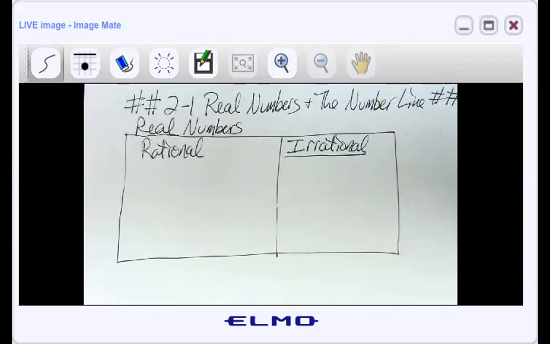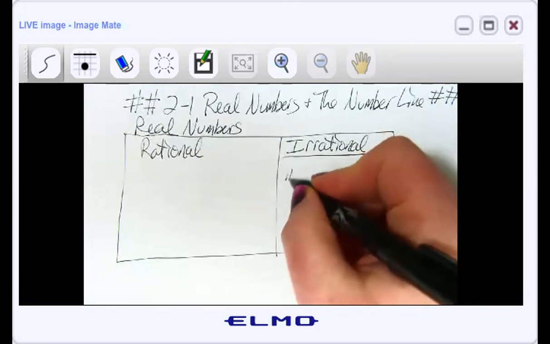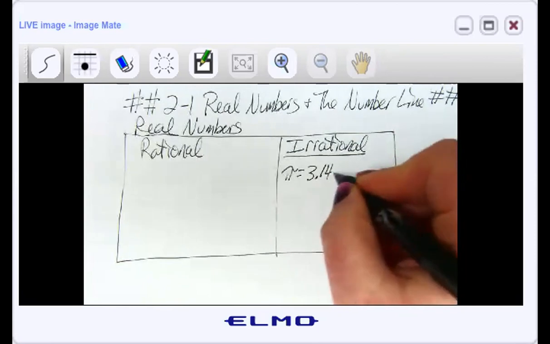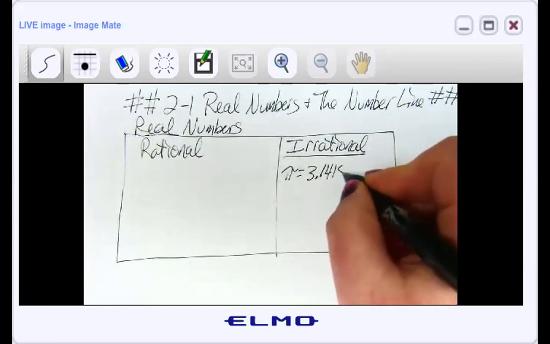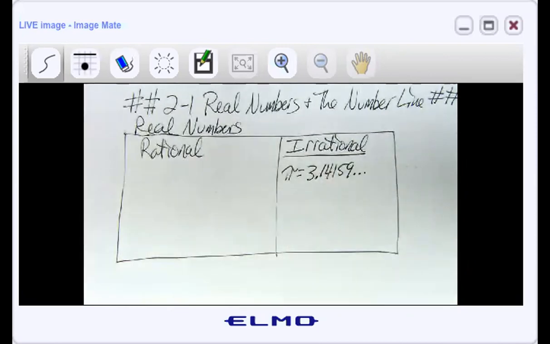Yes, I got it in the chat. Pi. Yes, pie. 3.14159, and then 2653589. Wow, I only know this much. That's as far as I go.